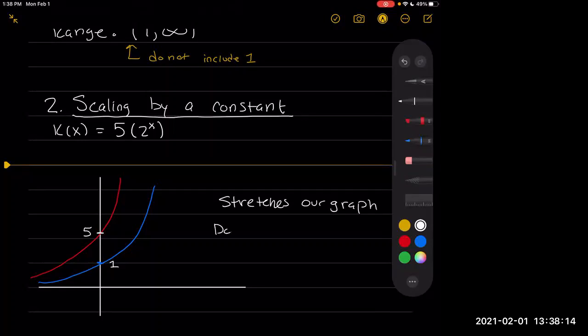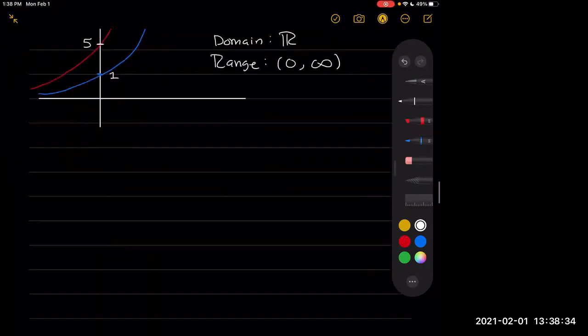All right, so our domain is still all of R. We can still plug in every number, and our range is also the same. It is 0 to infinity, again not including 0 because the graph never actually reaches 0.